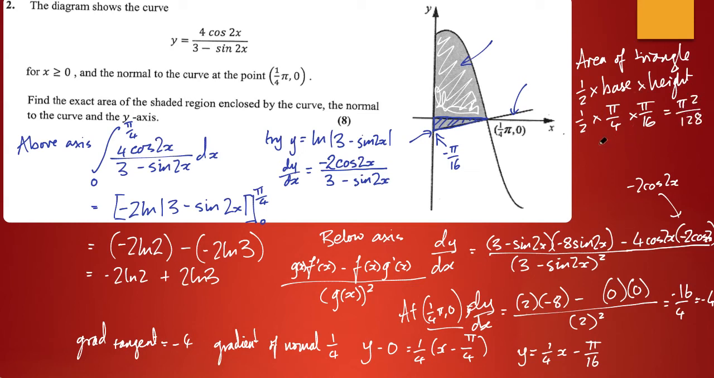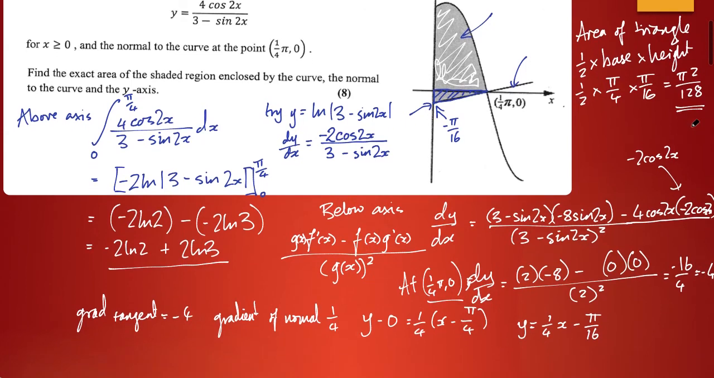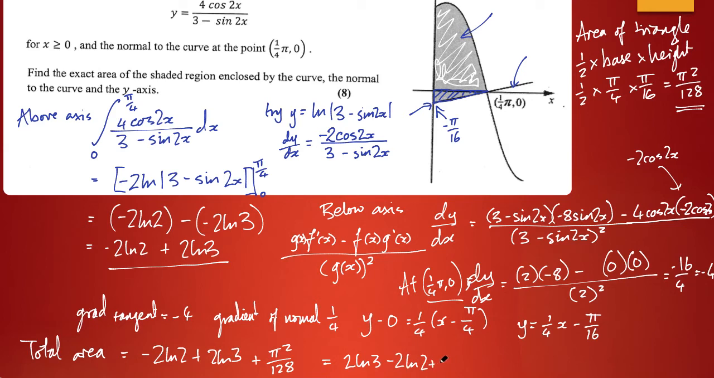And that means my total area, so I'd better start a new line at the bottom, is going to be the area above the axis, this bit, and the area below the axis, that bit. So minus 2 ln 2, plus 2 ln 3, plus pi squared over 128. Combining those two lns, let's work this out. If I write it out in the other order, 2 ln 3 minus 2 ln 2 plus pi squared over 128.